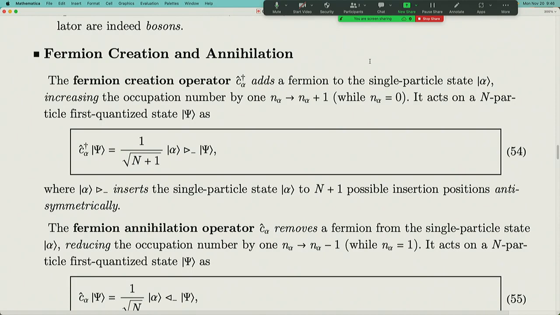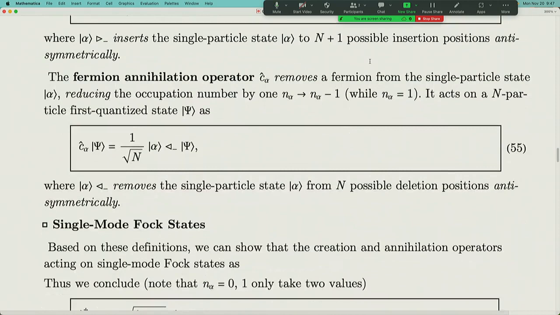kind of expression, other than you replace this plus with minus, because the only difference between fermionic state and bosonic state is that the fermionic state is anti-symmetric under permutation while the bosonic is symmetric, so you need to take care of this anti-symmetric exchange minus sign for fermions. So for fermions, the creation and annihilation operators we denote as C, C alpha. Dagger is creation, and no dagger is annihilation. Annihilation is also defined this way.